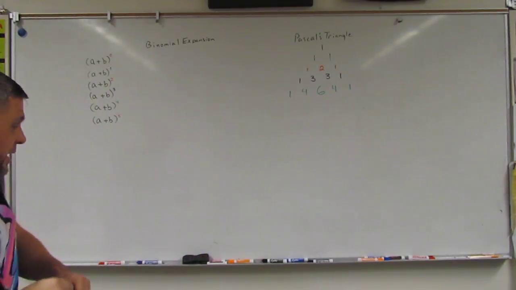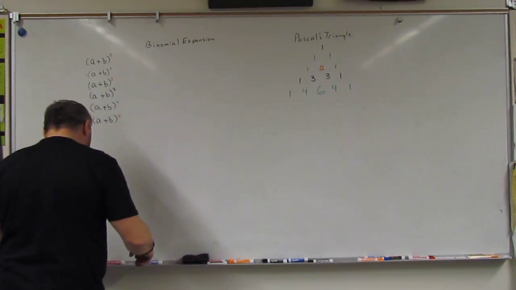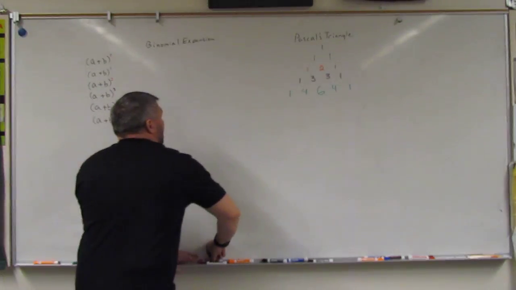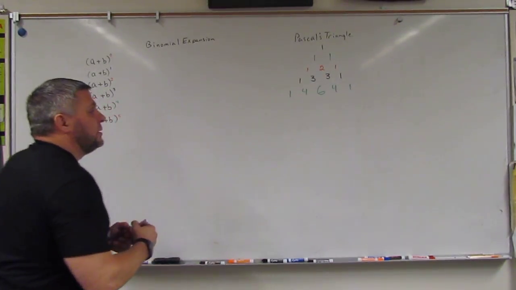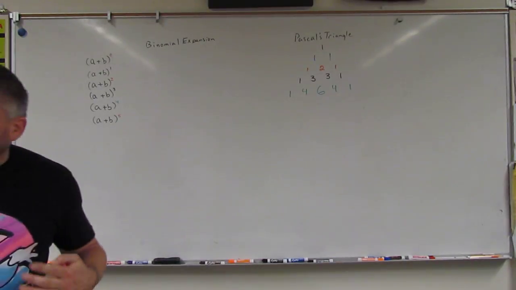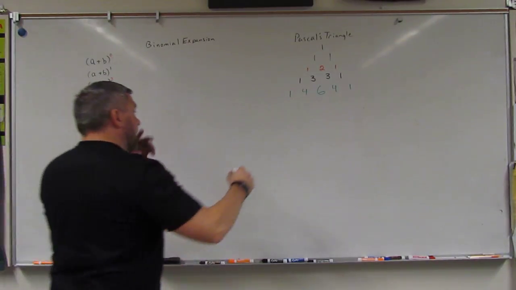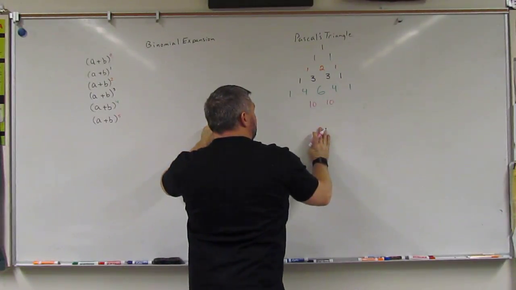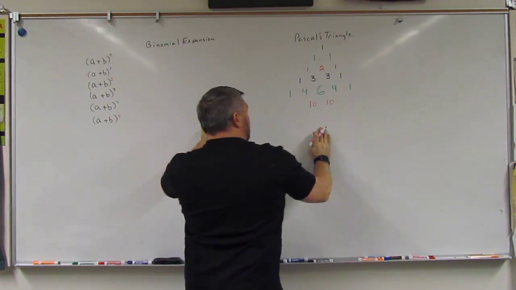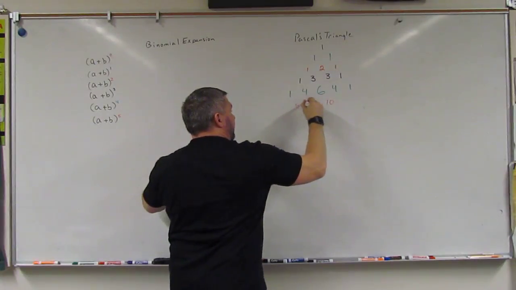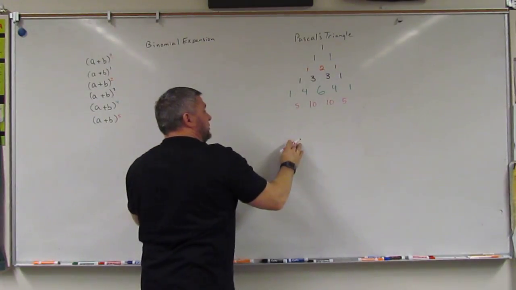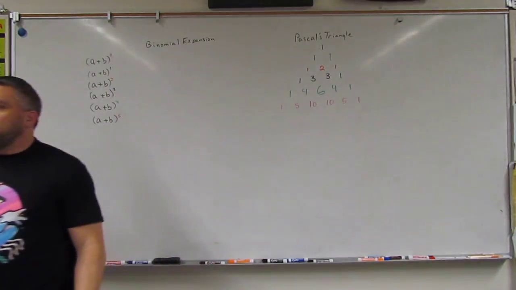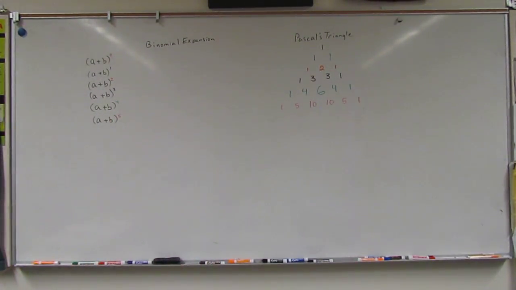Okay? And then 5 is pink, right? So then 6 and 4? 10. Yep. 10 and 10, right? 5 and 5 and 1 and 1. Okay? And it keeps going forever.